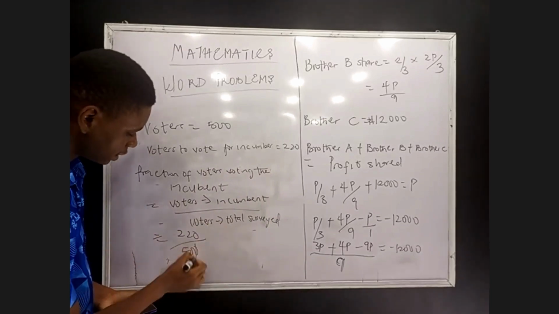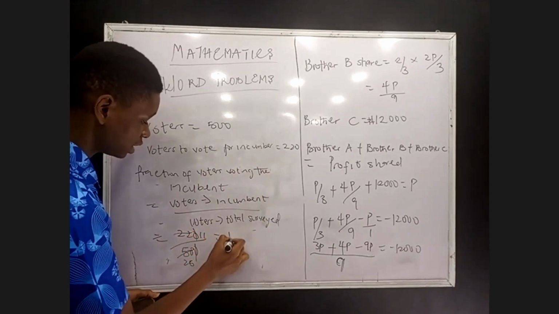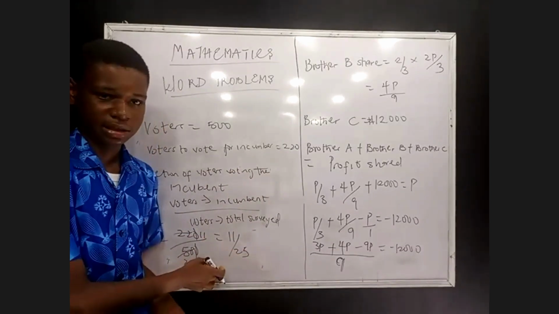So how do I get this? This can take out this. And from here, 2 is common, 2 is common. I have 25 here and I have 11 here. So which means the fraction of voters voting for the incumbent is 11 over 25.